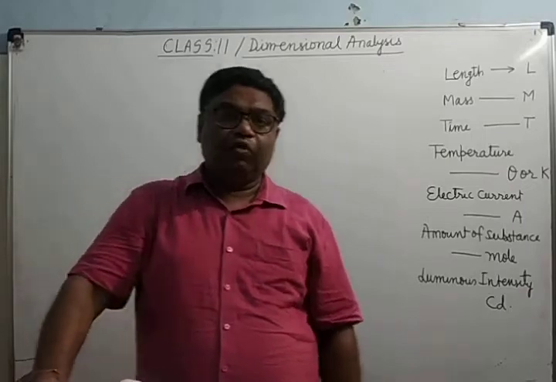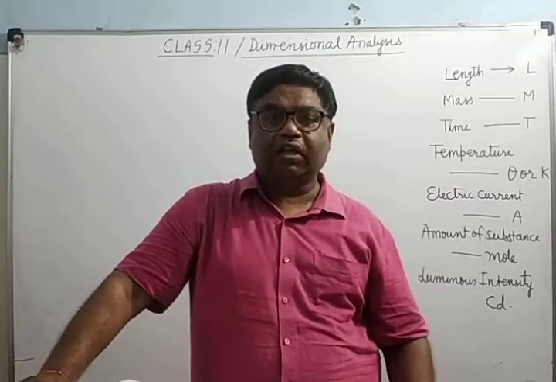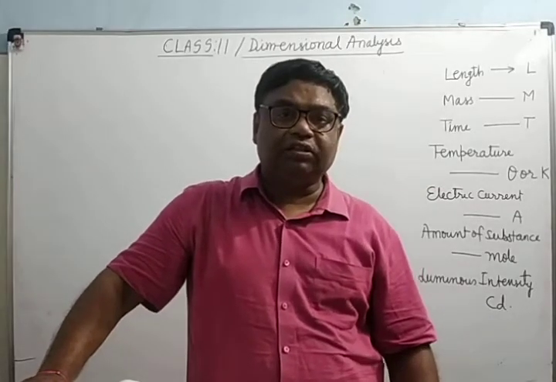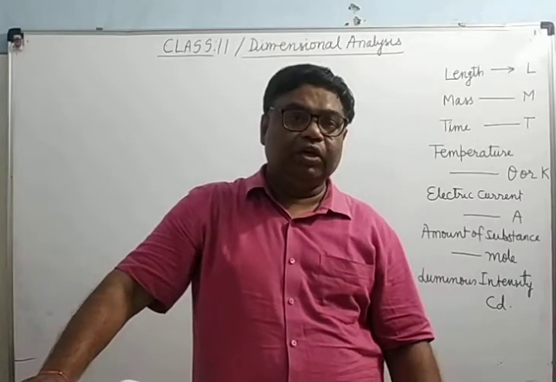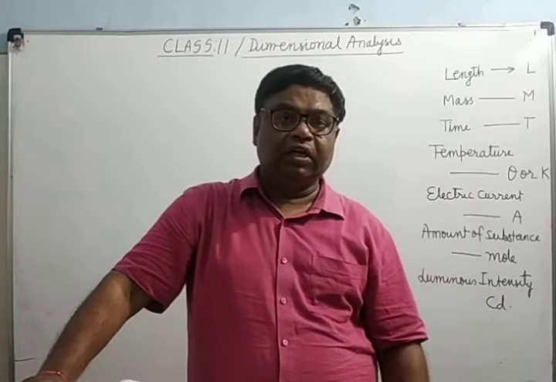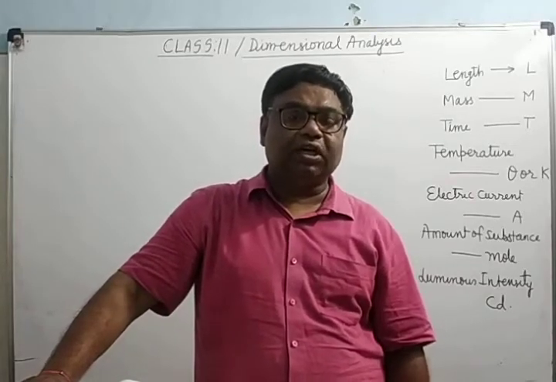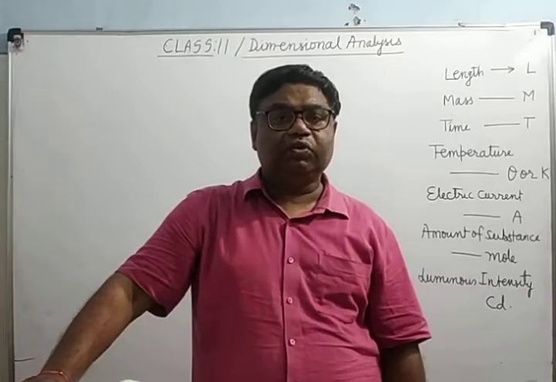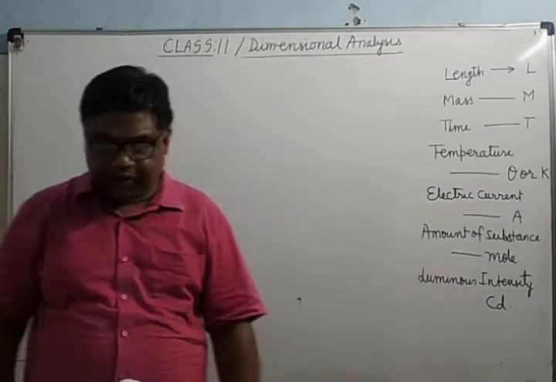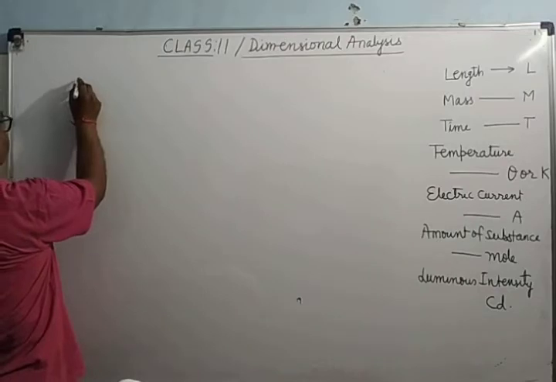So yesterday I derived the dimensional formula of some of the physical quantities. What are the dimensions? Dimensions are those powers which are raised on fundamental units in order to get the unit of that physical quantity. Dimensions are those powers which are raised on the fundamental units to get the derived unit of that physical quantity. Now for example, there is one term here, specific heat capacity.